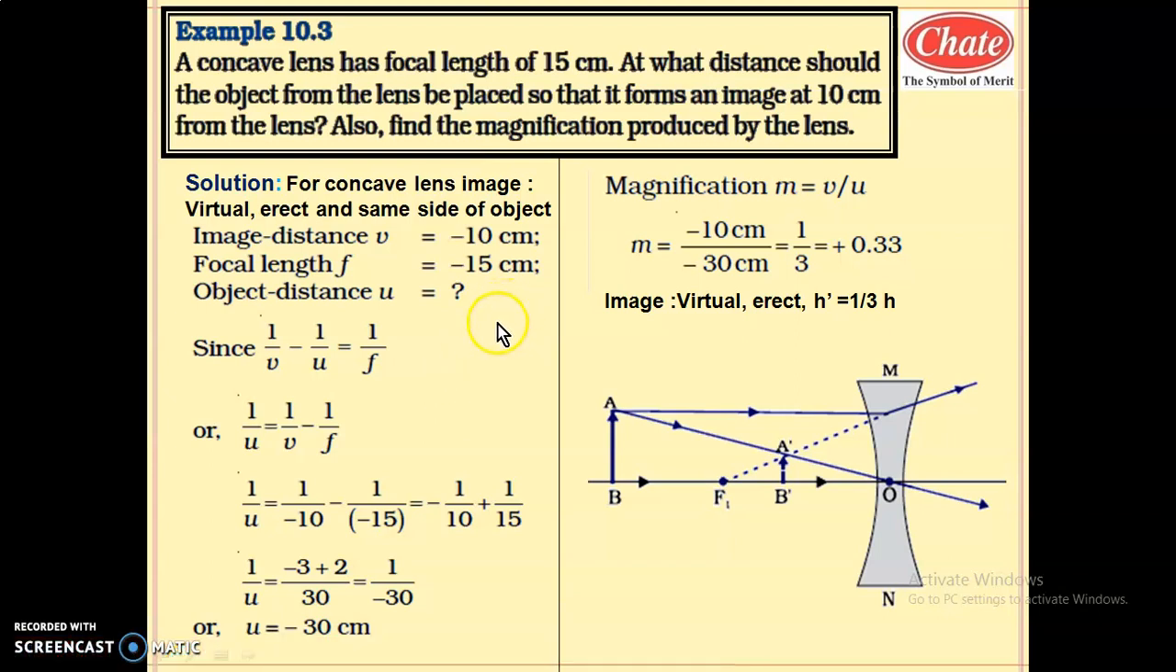Let us study the problems on the lens. So, refraction of light through the lens. So here is one problem. A concave lens. So the lens is a concave.